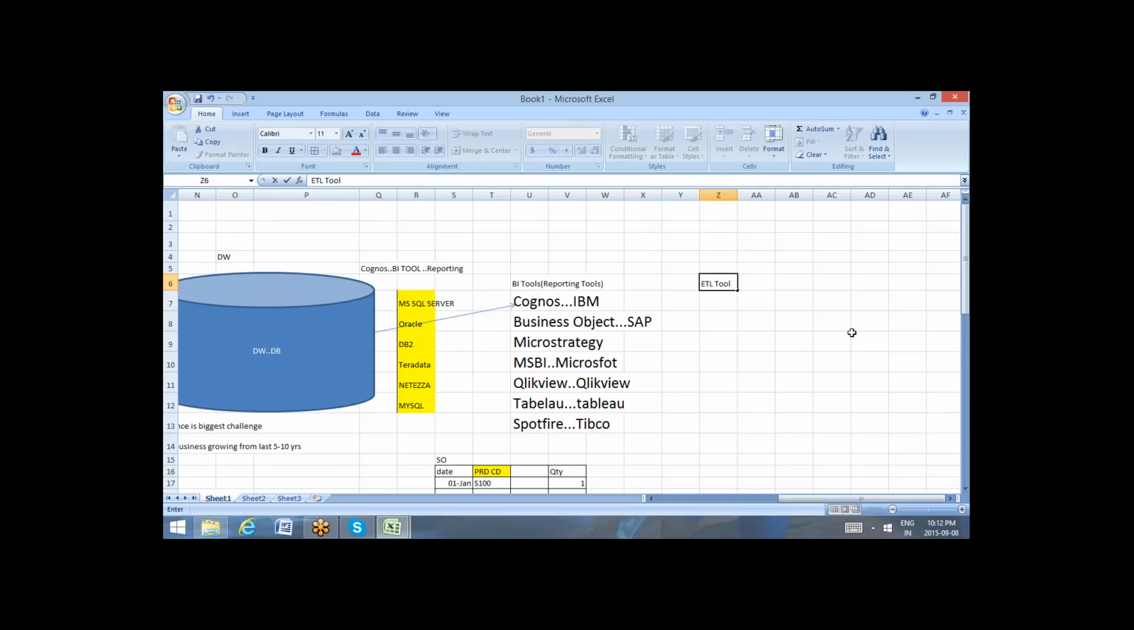ETL means extract the data, transform the data, load the data. So what are the different tools available in the market to perform this activity? We have DataStage, which is one ETL tool. Informatica is one ETL tool. We have IBM Cognos Data Manager, which is one tool available. We have Ab Initio as one tool. Like this, a couple of popular ETL tools exist in the market to transfer the data.